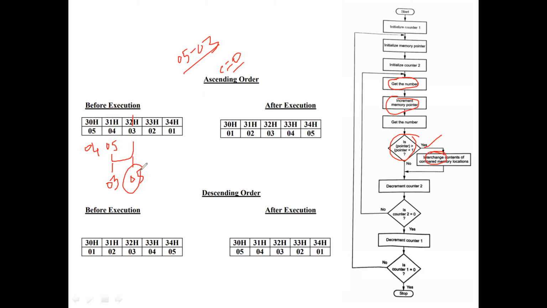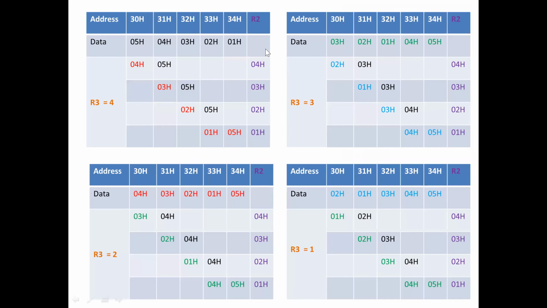Like this, the 5 is compared with another location. This counter will run 4 times, so that 5 will be compared with all 4 data, and based on the value it will be put into its final position. Let us see how this works. I have given a simple example. These two are compared. If there is no carry, exchange. These two are compared. No carry, exchange. These two are compared. No carry, exchange. These two are compared. Once again, no carry, exchange.